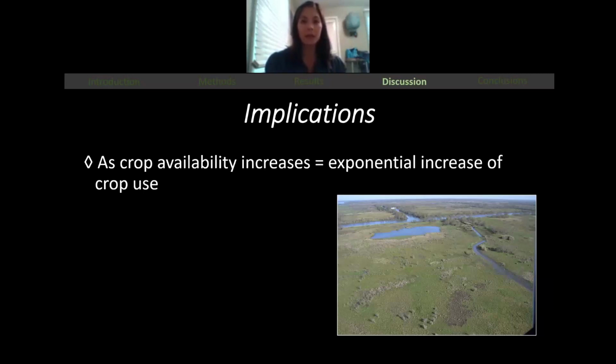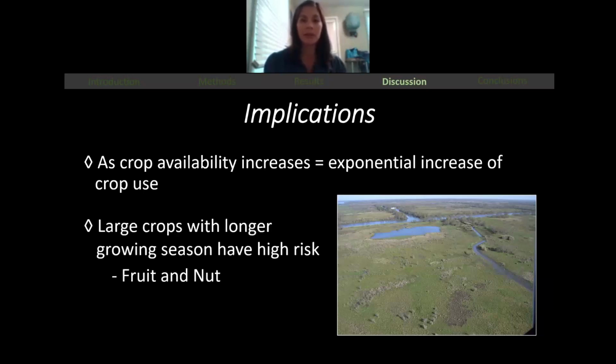Proximity of an agro-ecosystem to a pig's home range may also increase its selection for being used. And crops that are larger and are available for longer, so crops that have a longer growing season, may also increase that crop's risk of being used by pigs. We also found that pigs selected fruit and nut crops most often. And our study also highlights the importance of using these context dependencies because they are what are driving pig behavior and selection.